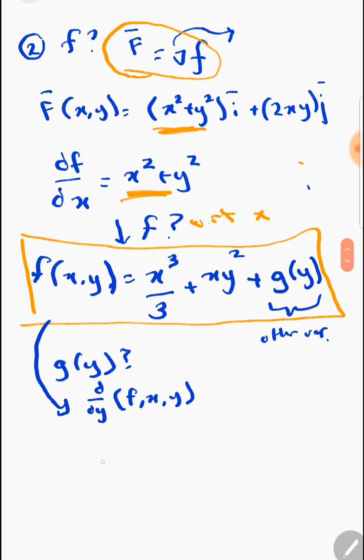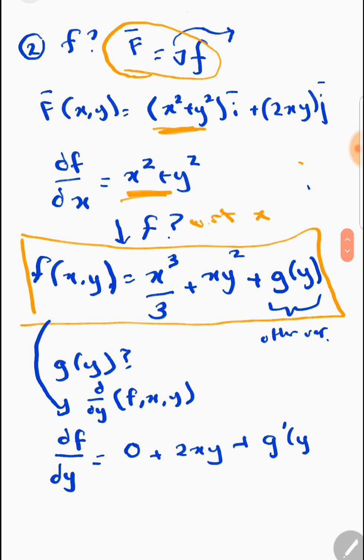So no worry about it. I can write this as df over dy. I'm differentiating it with respect to y. And based on this expression that we got earlier, if I differentiate this in terms of y, it gives us 0. This one, we get 2xy. And this, basically, is a g prime y. Right? I'm going to put this as equation 1.